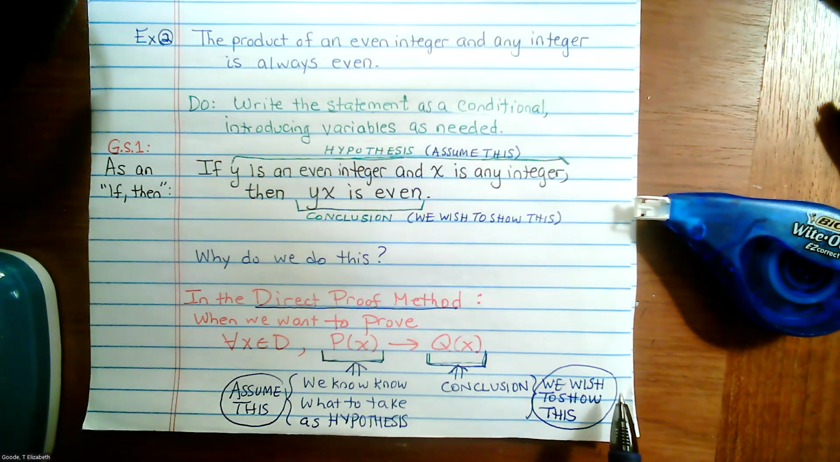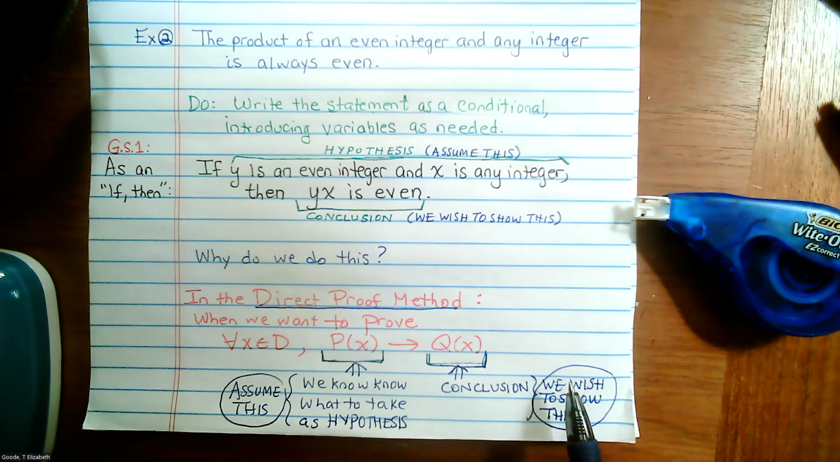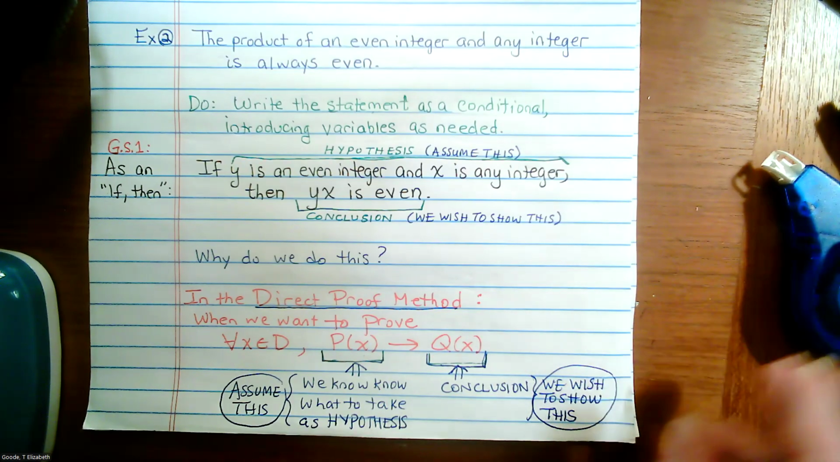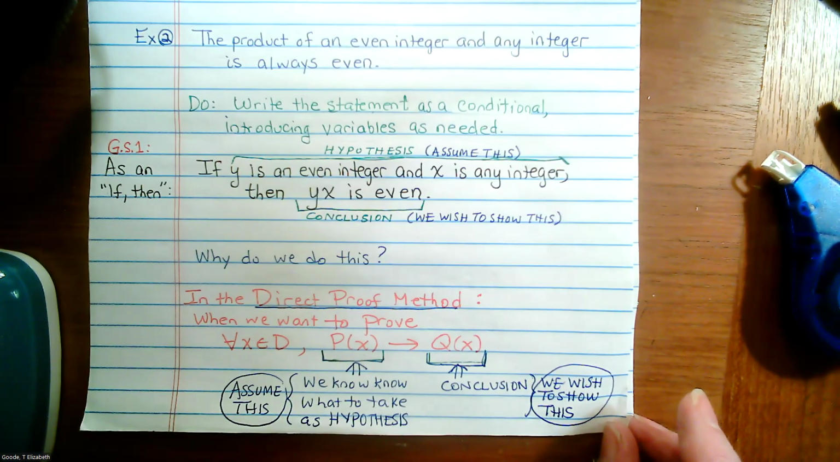Writing the if-then statement helps us decide what proof method is going to be the best proof method to use, and it helps us see exactly what we will be allowed to take as our hypothesis once we have chosen one of the proof methods at our disposal. And it will help us see what we're trying to do, what we're trying to conclude, what we wish to show once we have decided on a proof method. Okay?